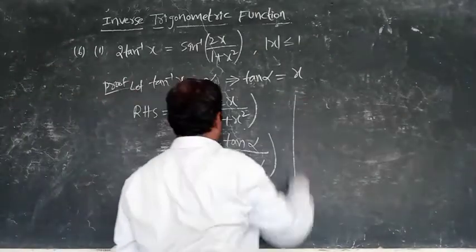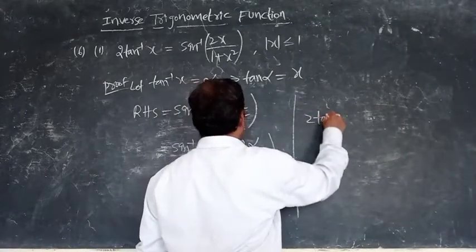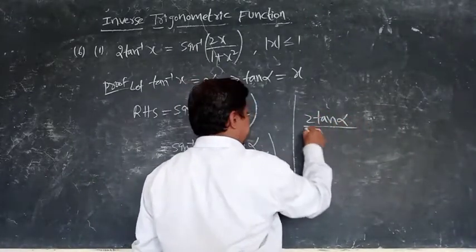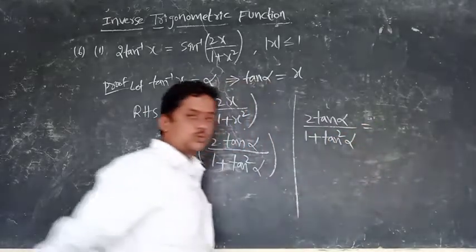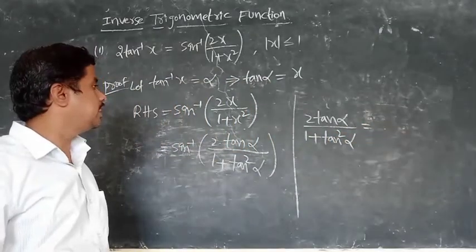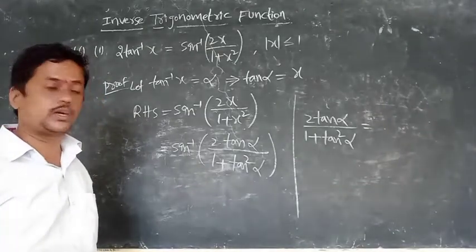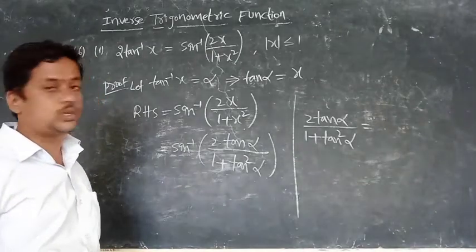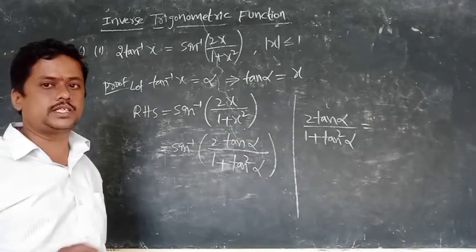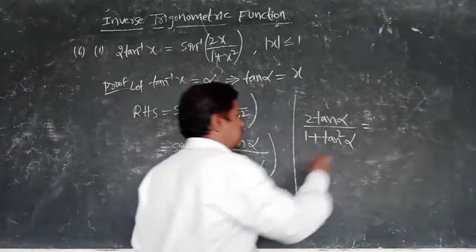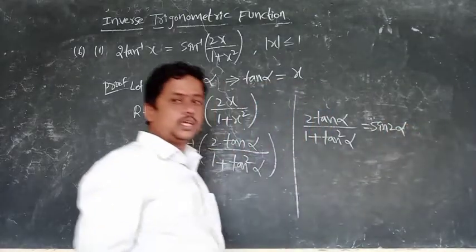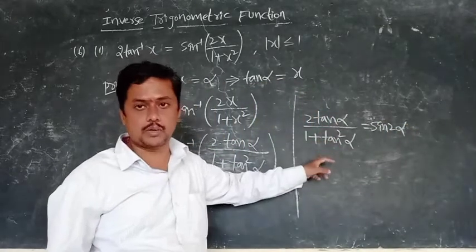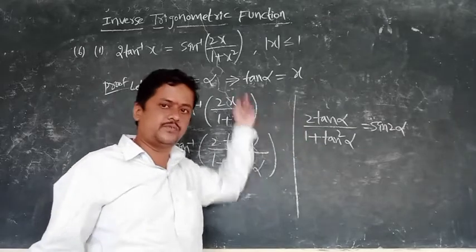So the formula is: 2 tan alpha divided by 1 plus tan square alpha is equal to sin 2 alpha. This is the formula, sin 2 alpha. You have to learn this formula. If you know this formula, this is very easy.